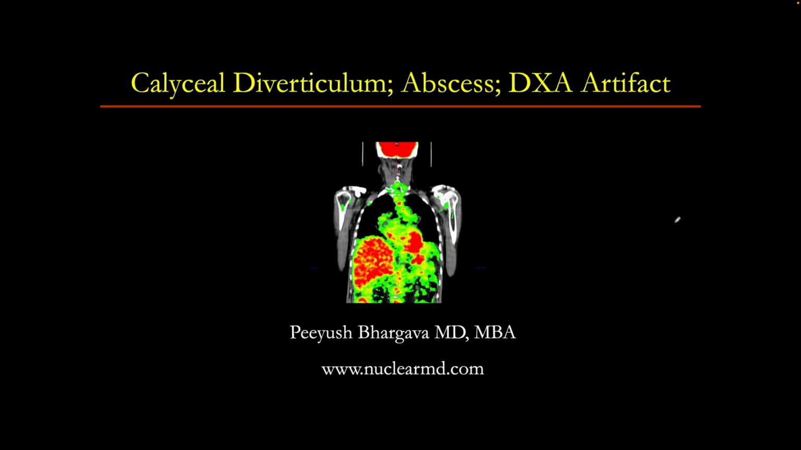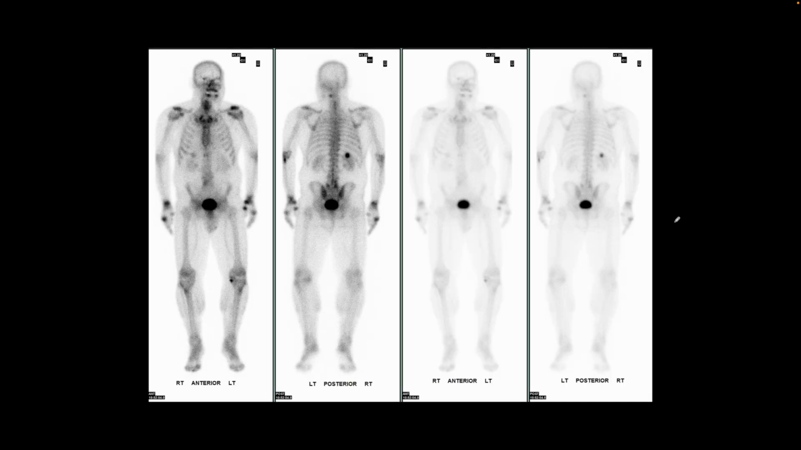I have a few interesting cases to share with you in this short video. Our first patient presented with a whole body bone scan, and on the bone scan we can see here that we have an anterior and posterior image in a higher intensity and an anterior and posterior image in a lower intensity, showing this focus of uptake at the superior pole of the right kidney.